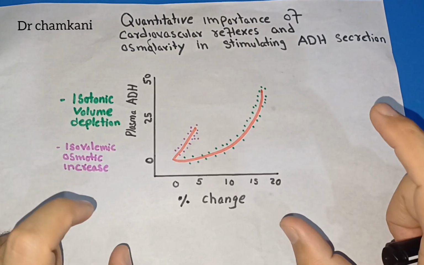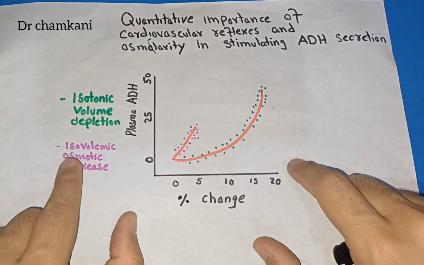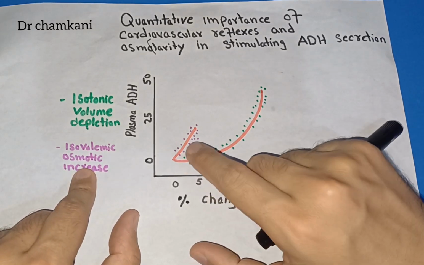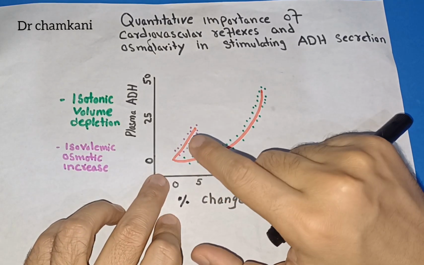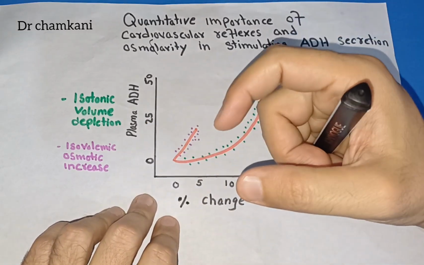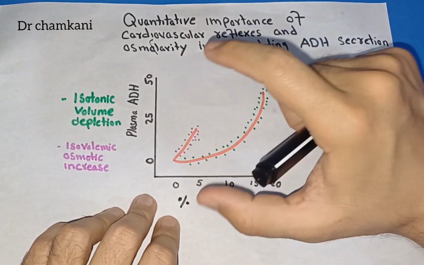with the same plasma volume, but a change in osmolarity, which is known as isovolemic osmotic increase, will rapidly lead to an increase in plasma antidiuretic hormone.